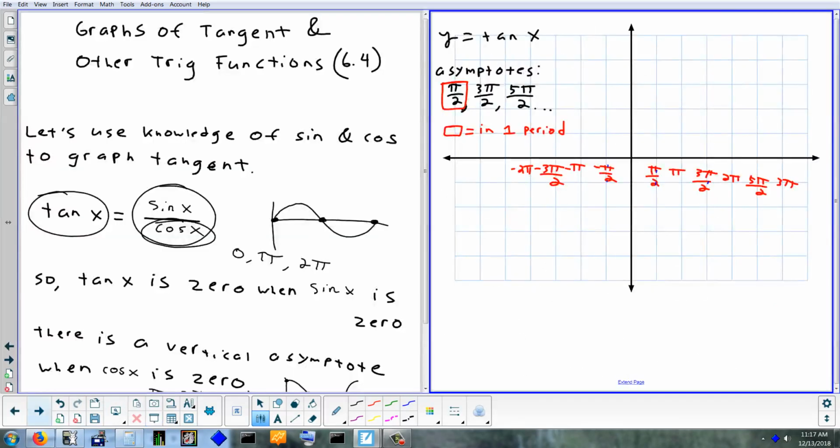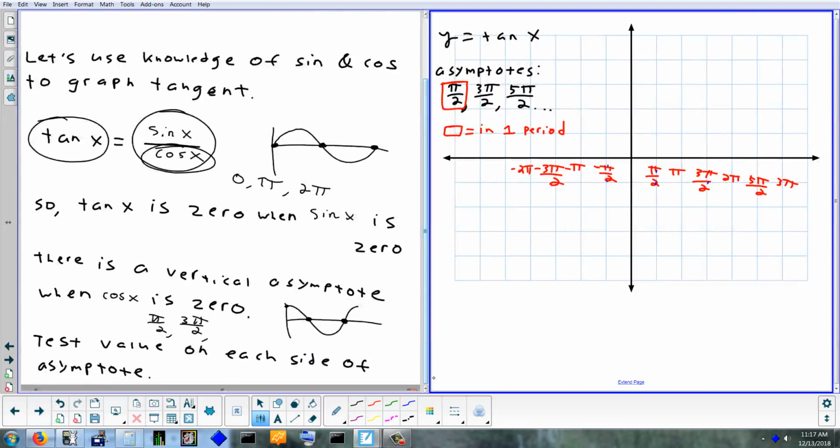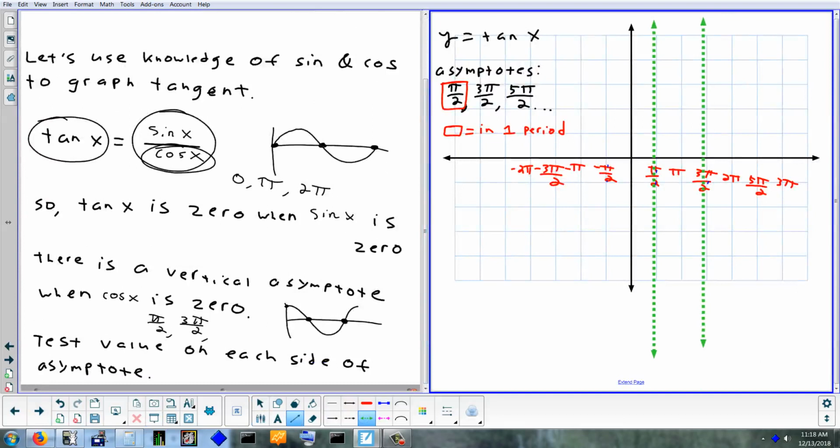Okay, so I already copied down my asymptotes. I've got one at pi over 2, 3 pi over 2, and so on. So let me just put a couple of those in. I'll put one at pi over 2, an asymptote. Let's put one at 3 pi over 2. Now, if I can draw what happens in that green section, that's what's going to continue to happen over and over. I just have to figure out what it looks like in that one section.